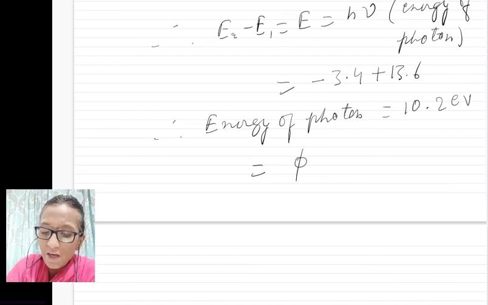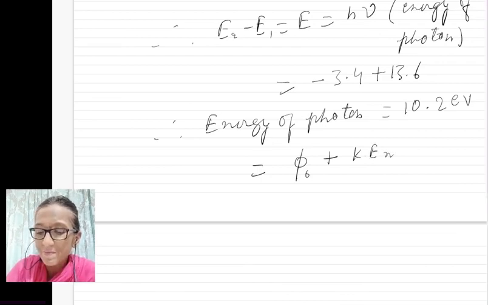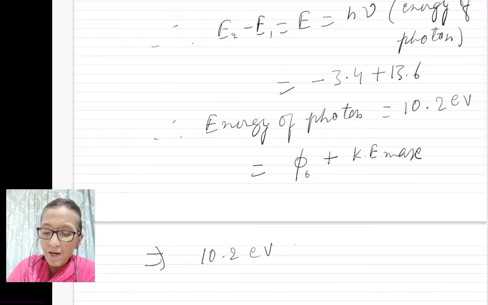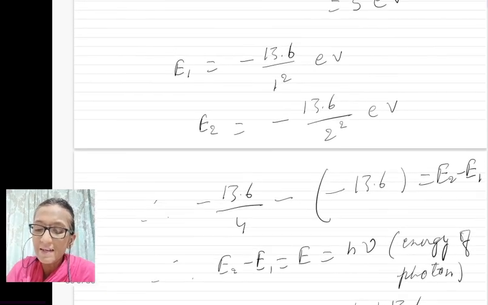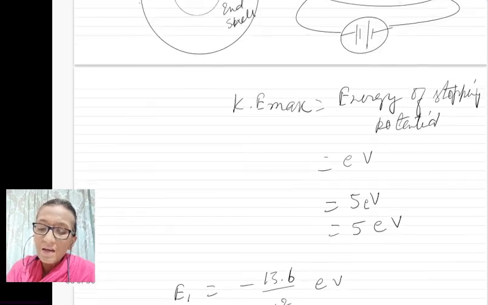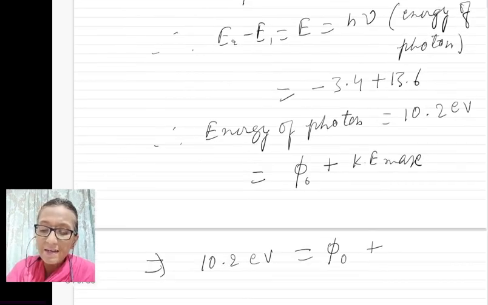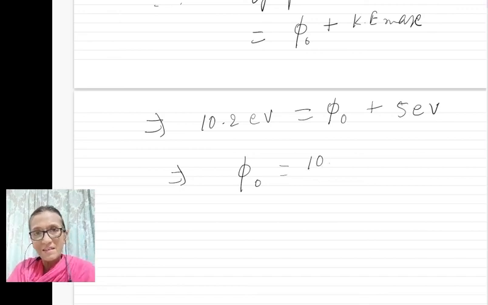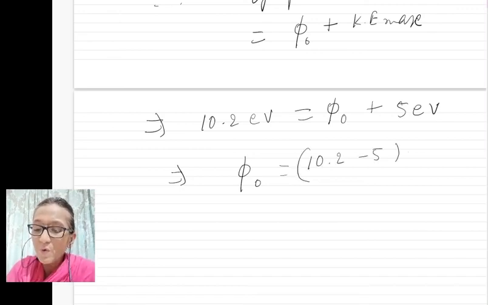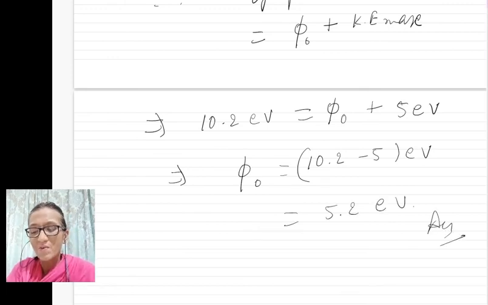Energy of the photon is equal to the energy for work function plus kinetic energy max. And therefore 10.2 electron volt is equal to work function plus the kinetic energy I have obtained. This is your 5 electron volt. Kinetic energy max is equal to 5 electron volt. Therefore, the work function of the metal plate is equal to 10.2 minus 5 electron volt, and this is 5.2 electron volt. Answer.